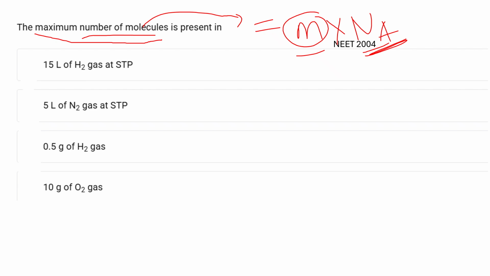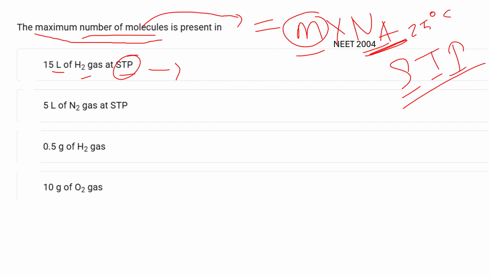That's it. In the first option, 15 liter of H2 gas at STP. STP is nothing but standard temperature and pressure, which means standard temperature is 25 degrees Celsius and pressure is 1 bar, or one atmosphere; 1 atmosphere or 1 bar, everything is the same. Under this condition, every gas, and here it is also a gas, occupies 22.4 liter of volume at standard temperature and pressure.